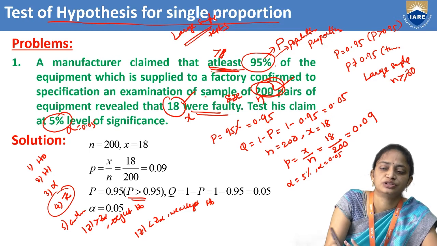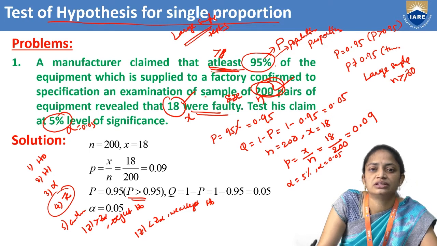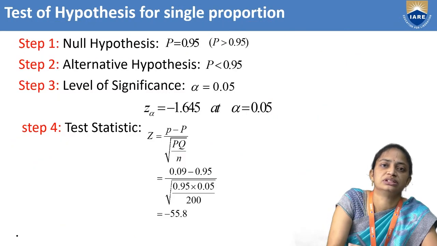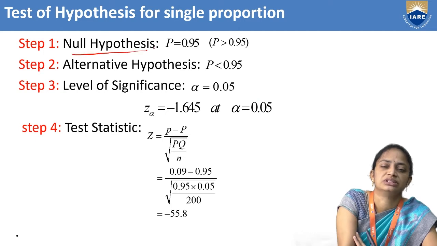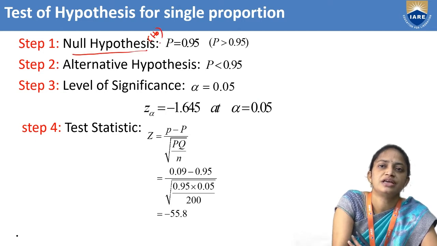Now let us move to the problem, and to our procedure. What is our step 1? Here we need to set up the null hypothesis. Step 1: the null hypothesis, which is denoted with H0.